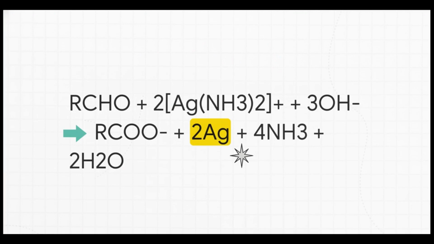Take a look at the balanced general equation that maps this all out. Over on the left, we have our general aldehyde, written as RCHO, reacting with our diamminesilver I complex ions and hydroxide ions. Now track across the arrow to the products. See how the aldehyde has morphed into the RCOO- carboxylate ion? And right next to it, look at that 2Ag. That right there, that is the literal birth of our solid metallic silver mirror.